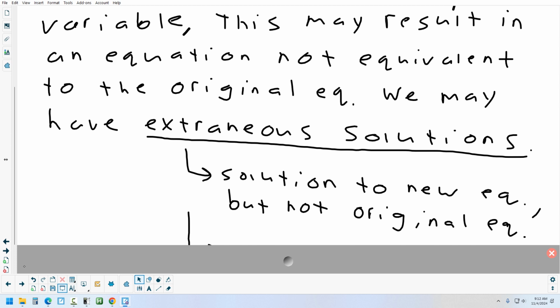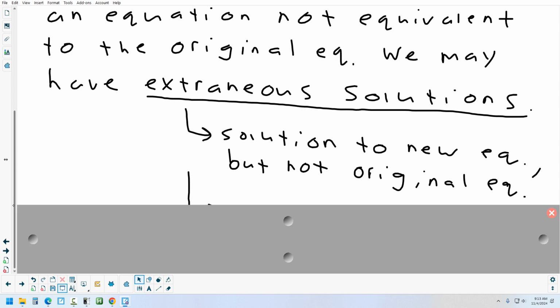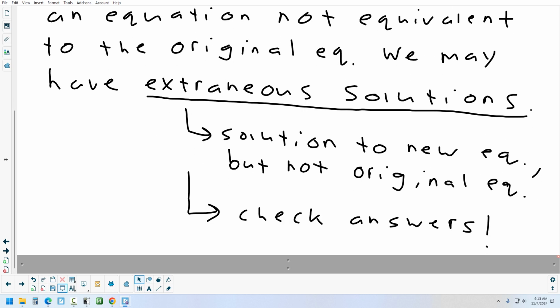So in other words, that extra answer works in the problem that you made by multiplying both sides by a variable, but it doesn't work in the original problem before you did that. And the answer has to work in the original problem. So how do we know that the answer doesn't work? We have to check it. Okay, so we plug it back in, see if it works. If it doesn't, it's extraneous.